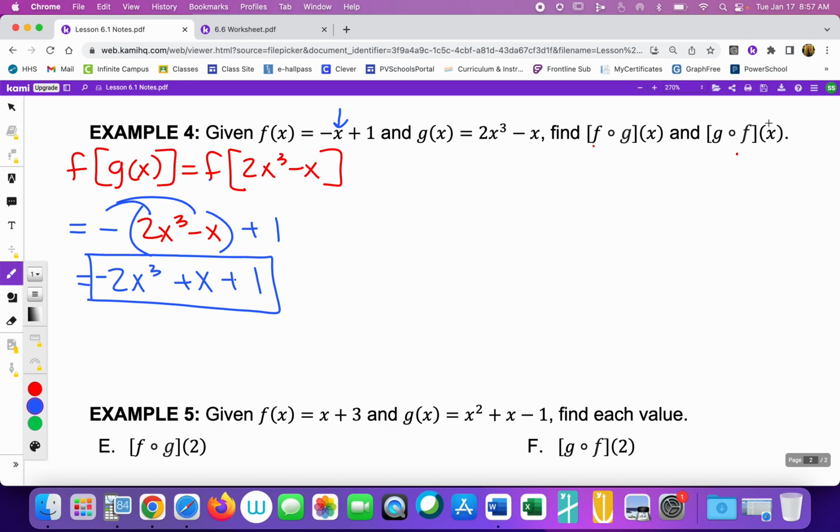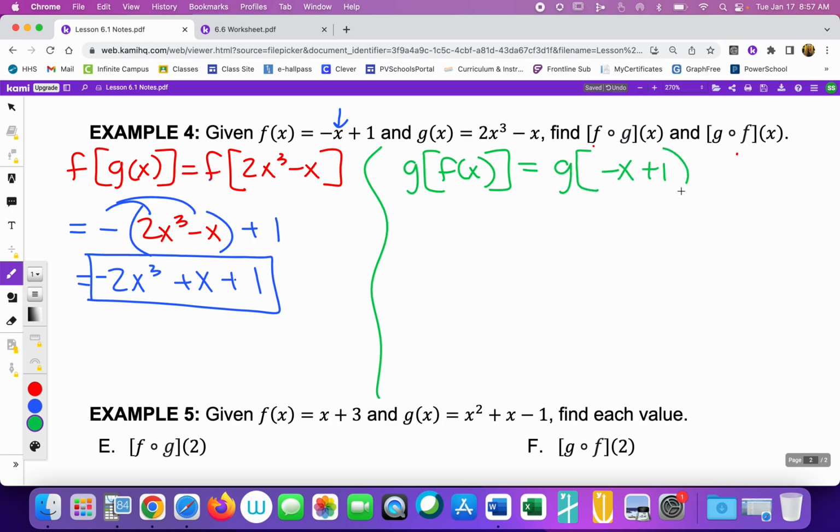Okay. If we reverse the order, g of f of x. We're plugging function f into function g. So this would be g of negative x plus 1. Okay. Now that's going to be plugged into function g. However, there are two different x's in function g. So we are plugging it in here and here. So you have to put it in both. Everywhere there's an x, you have to put whatever that function is.